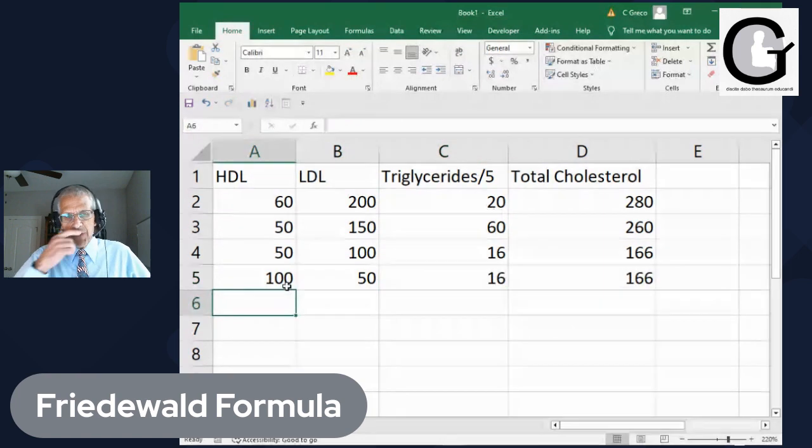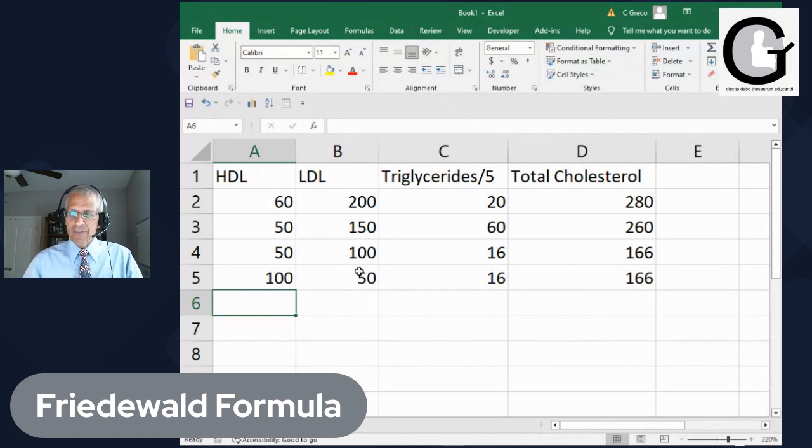In other words, people can sit back and go, I have 166, I have a good cholesterol. Or I have 166 and I have a bad cholesterol, because the LDL is 100, right on that edge of being bad, but your HDL is kind of down. It's not all that great. So in other words, you can see where this formula has some issues.